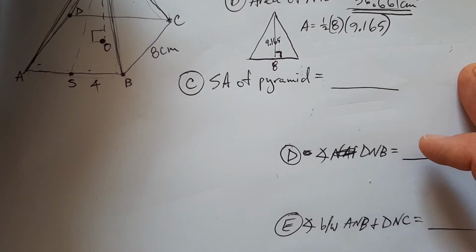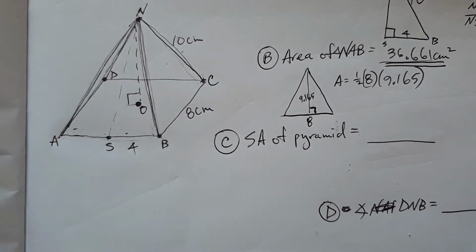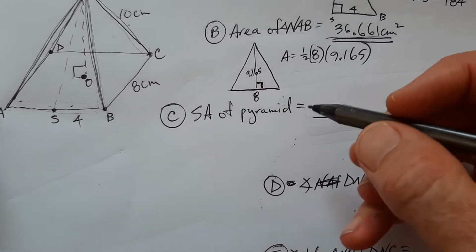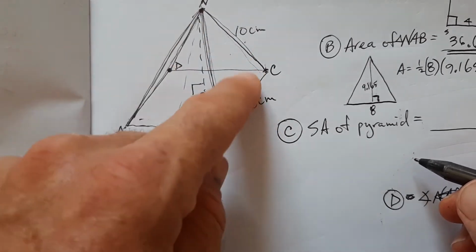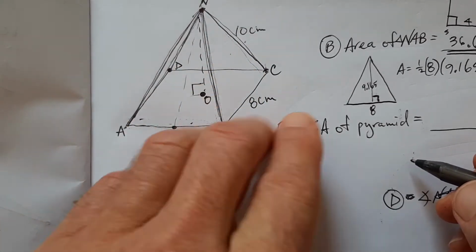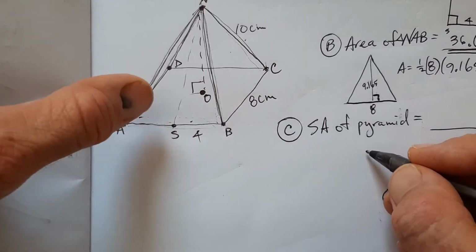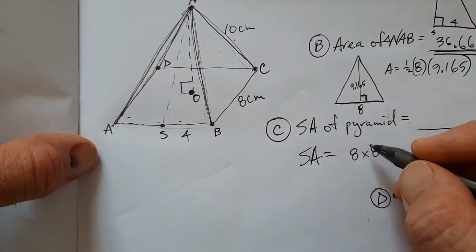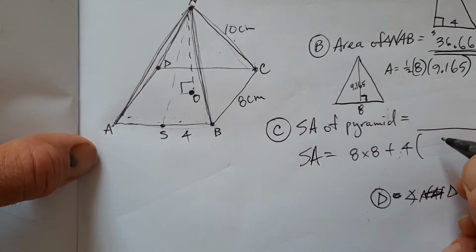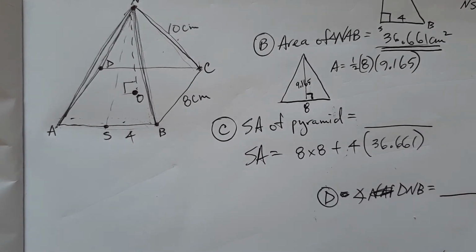Part C. The surface area of the entire pyramid. Well, that's not so bad. You already found it. Like I said, they're stepping you along here. You don't have to think too much. There's 4 of those triangles, right? Face 1, 2, 3, 4. There's 4 triangles plus the bottom, right? They want the surface area, so that's going to be your 8 times 8 for the bottom. Surface area equals the bottom plus 4 times 36.661. There's 4 of those triangles, so that's how you get your surface area.